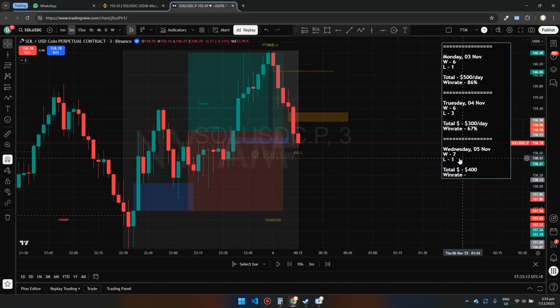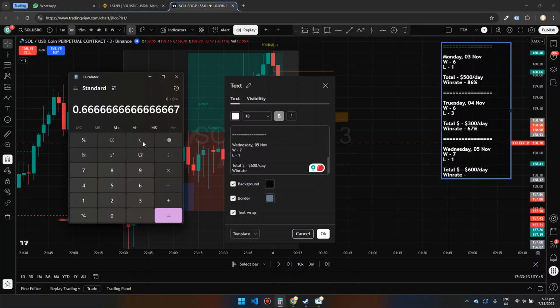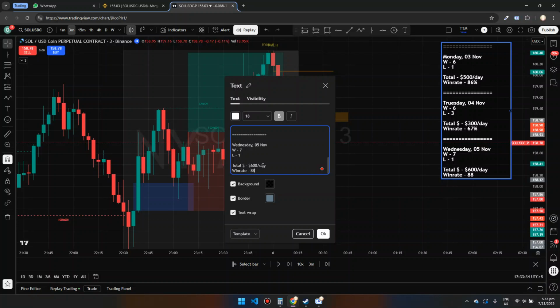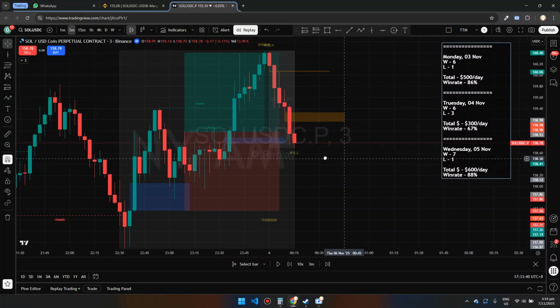Okay, after midnight already, so I am done for the day. And this is $600 in a day. 7 wins, 1 loss. So it is 7 divided by 8, 88% win rate in a day. So some days are good, some days are bad.